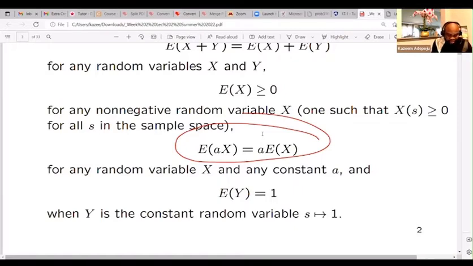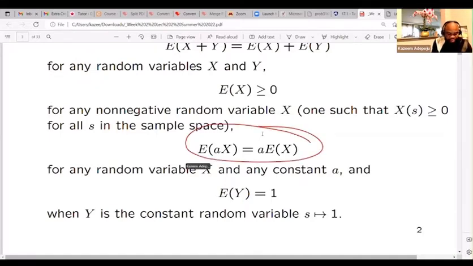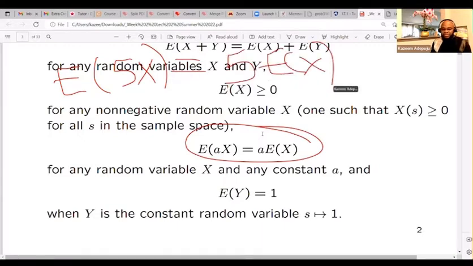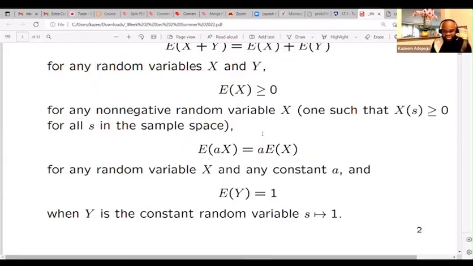For instance, take a look at this example, expected value of 5X. Because 5 is a constant, 5 is going to come out, and I'm going to have expected value of X. Look at that. So it's going to be 5, the constant, multiplied by the expectation. That is a rule which I basically want you to see.